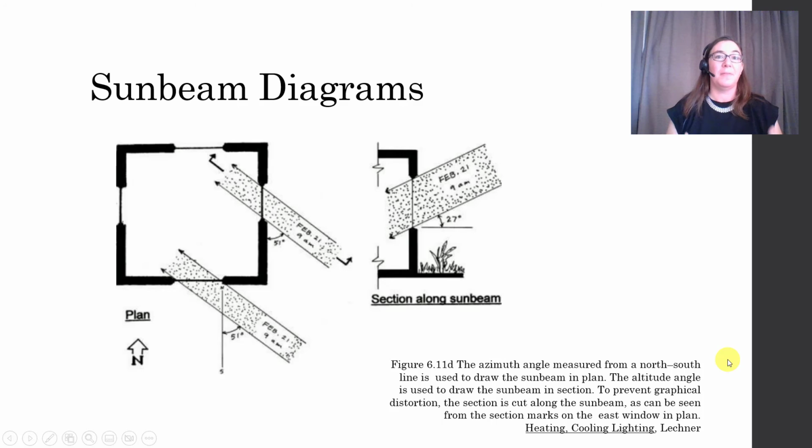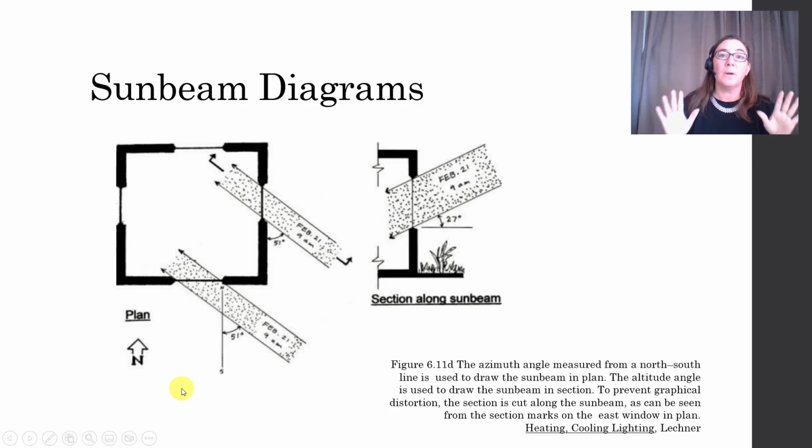Once you have the altitude and azimuth data and you've done some analysis and found out where the sun is coming from on some important days for your design, you can then take a look at your plan and section and find out when, and how far, the sun is going to penetrate into your building. So let's take a look at these sunbeam diagrams. First of all, let's take a look at the plan.